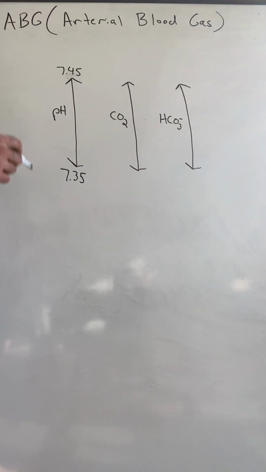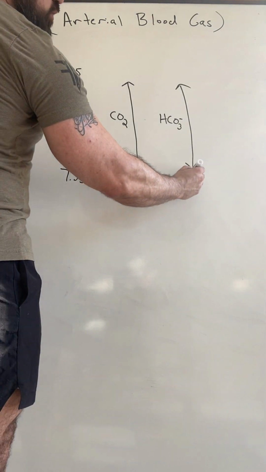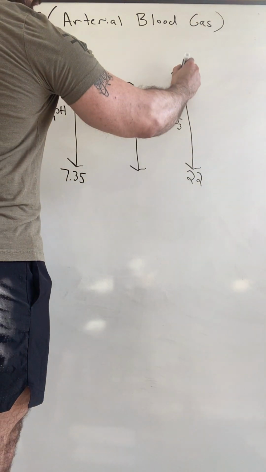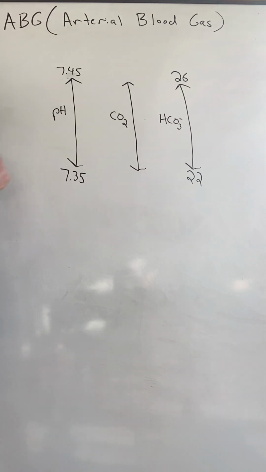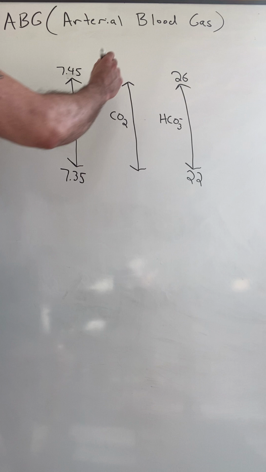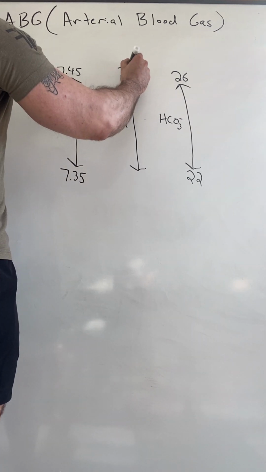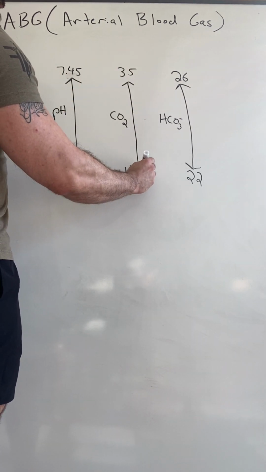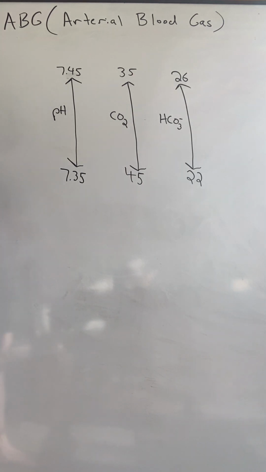So this one gets a little tricky. Bicarb, the low end is 22, the high end is 26. Now the CO2 is the tough part. With the CO2, we're going to flip this. So instead of putting 35 on the low end and 45 on the high end, we're going to invert it. We're going to do 35 here and 45 here. Now, why are we going to do that? I'm going to explain it right now.